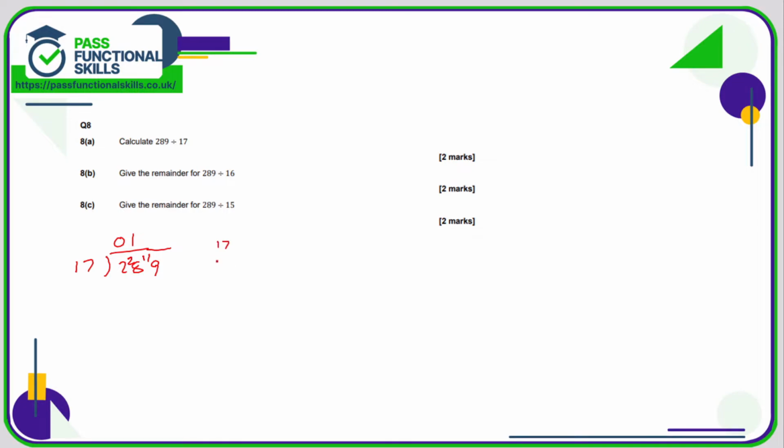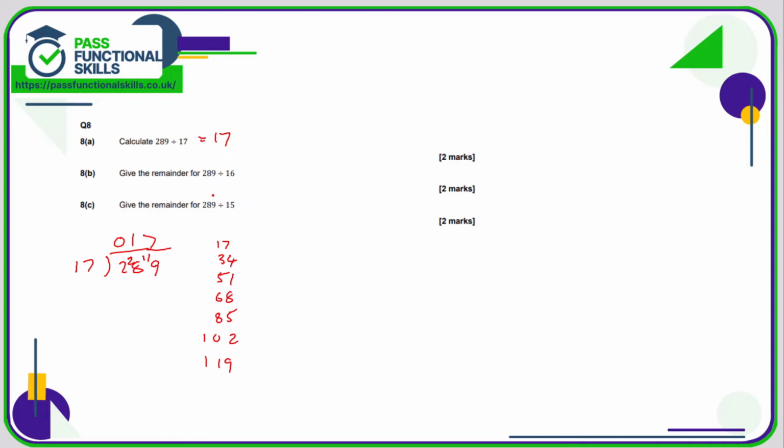So 17, 34, 51, plus 17, 68, 85, 102, 119. So that is 1, 2, 3, 4, 5, 6, 7. Okay, so 289 divided by 17 is 17.